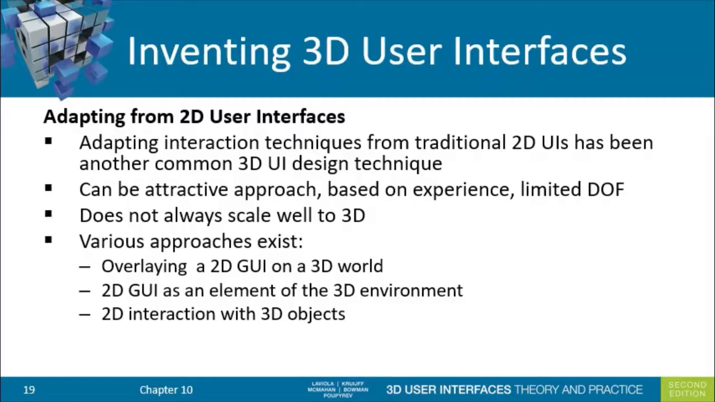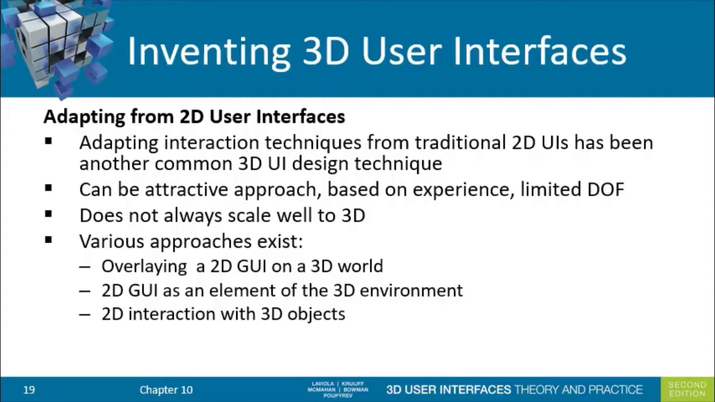Various approaches exist, such as overlaying a 2D GUI on a 3D world. With little or no modification, 2D UI elements can be embedded directly into a 3D environment. For example, for desktop-based 3D and handheld or head-worn AR applications, the 3D scene is rendered into a window and traditional 2D GUI elements like menus, sliders, etc. can be attached to this window outside of the 3D environment.